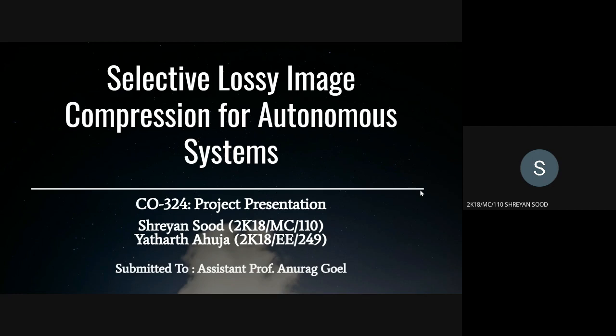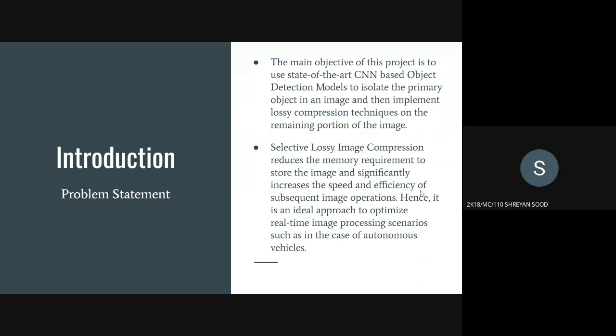This is Shreyan Sood and Yatharth Ahuja presenting our work on the topic selective lossy image compression for autonomous systems. So, sir, the main objective of this project is to use state-of-the-art CNN-based object detection models to isolate the primary object in an image and then implement lossy compression techniques on the remaining portion of the image. So selective lossy image compression reduces the memory requirement to store the image and significantly increases the speed and efficiency of subsequent image operations. Hence, it is an ideal approach to optimize real-time image processing scenarios, such as in this case, a system of autonomous vehicles.